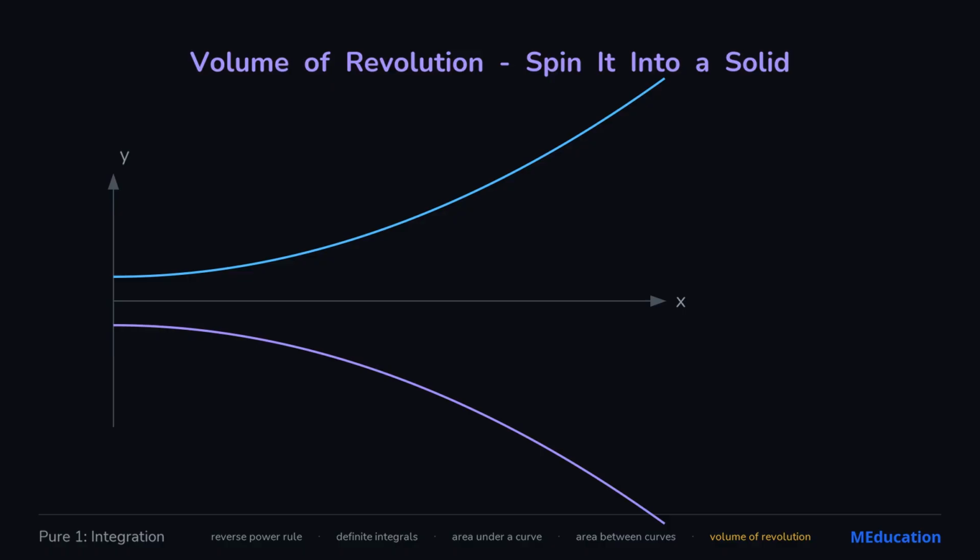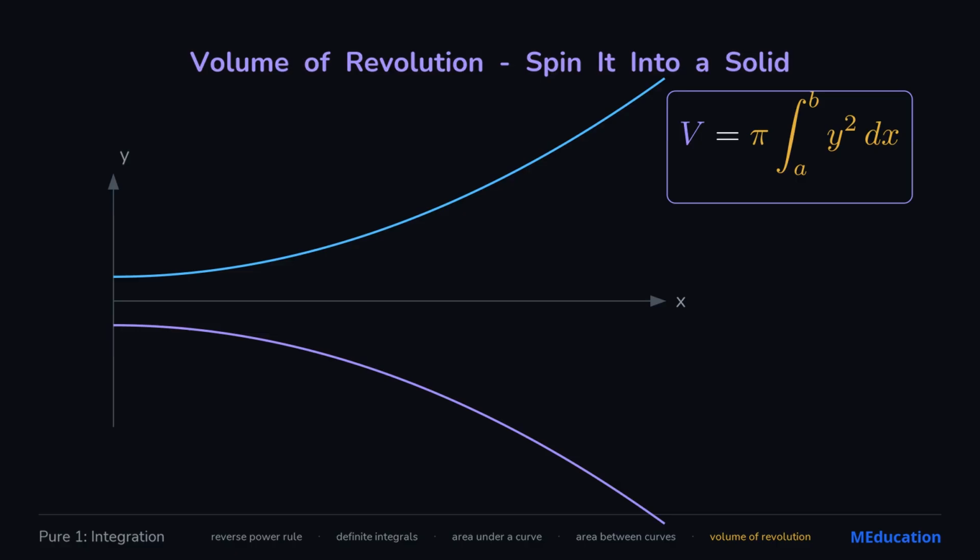Take the region under a curve and spin it a full turn about the x-axis, and it sweeps out a three-dimensional solid, like clay on a potter's wheel. Slice that solid into thin discs, and each disc is a circle of radius y, with area pi y squared. Add up every disc from A to B, and the sum becomes an integral. The volume equals pi times the integral of y squared with respect to x.